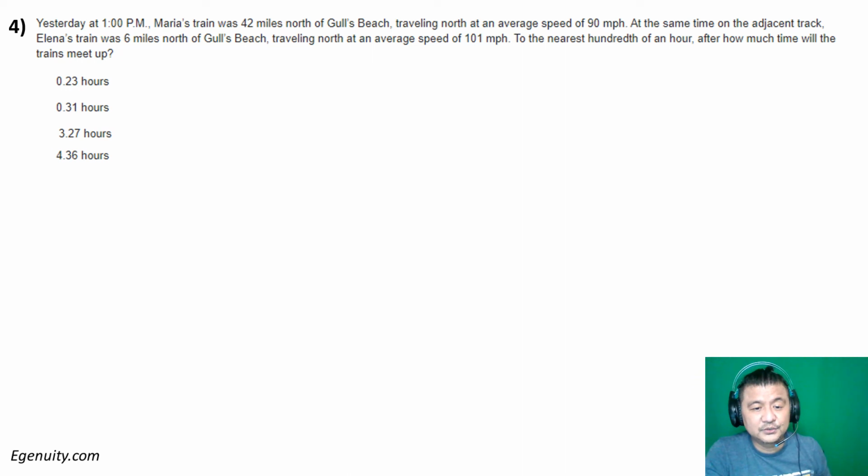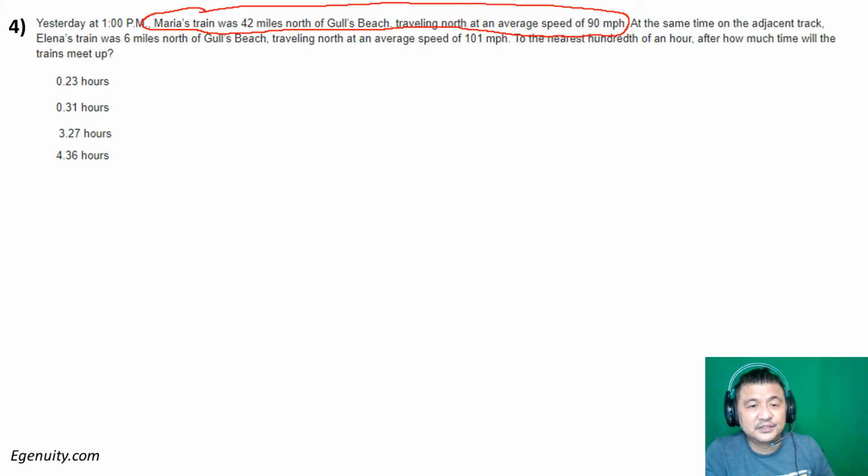So two trains will meet up. Let's start with the first train. Okay, it's already at 42 miles, and the speed is 90 miles per hour. So the distance traveled will be like this. He's already at 42 miles, okay? But the speed is what? 90 miles per hour. And we don't know how many hours that is. So that's going to be the x, all right?